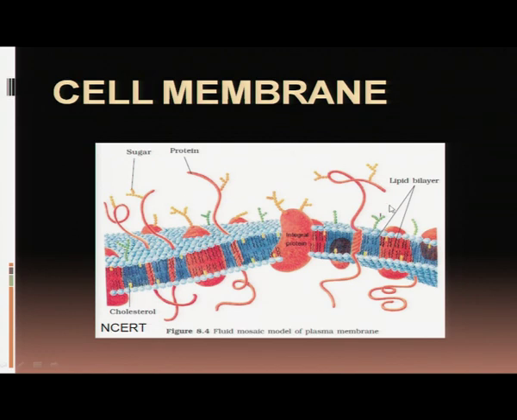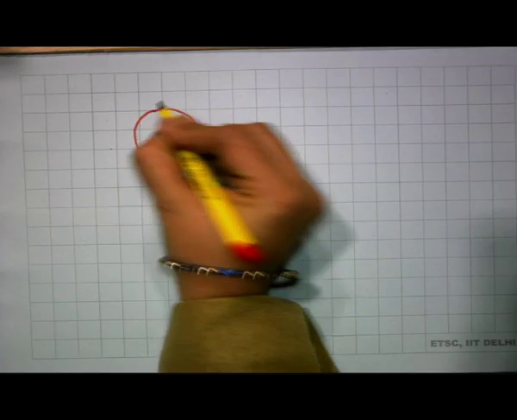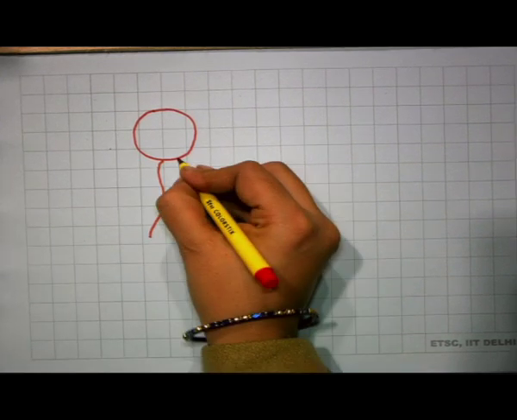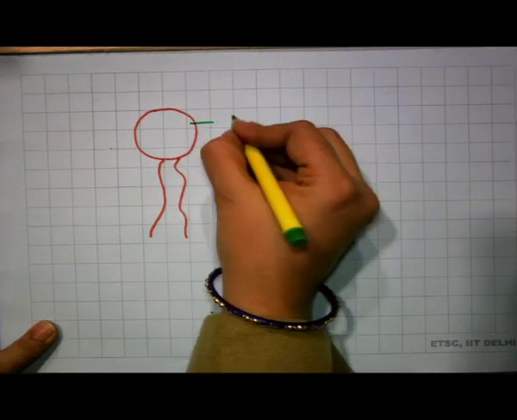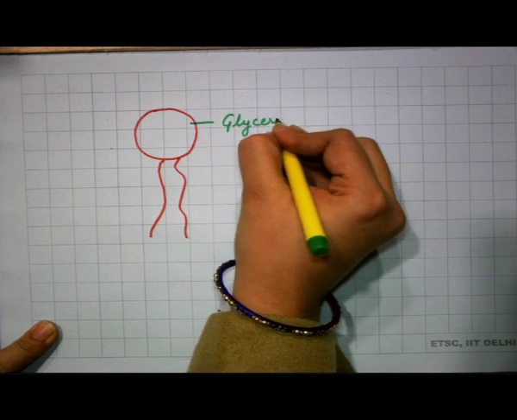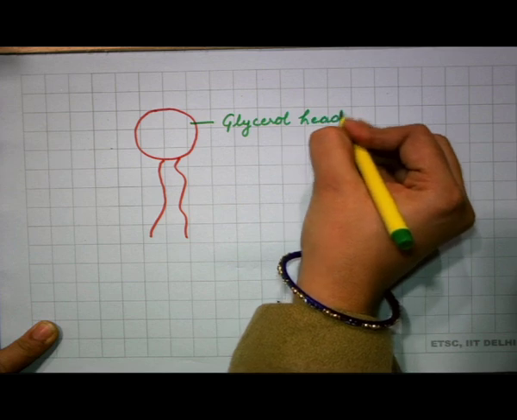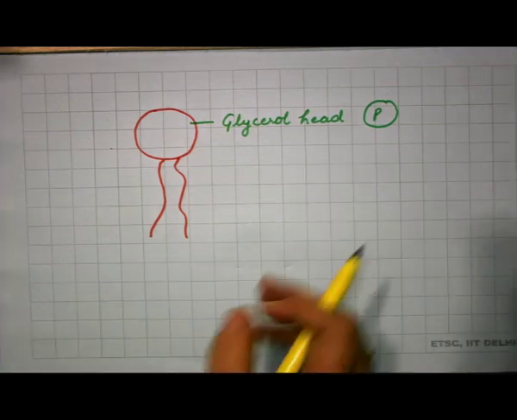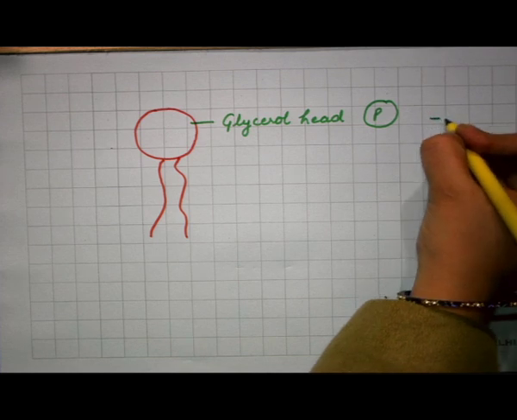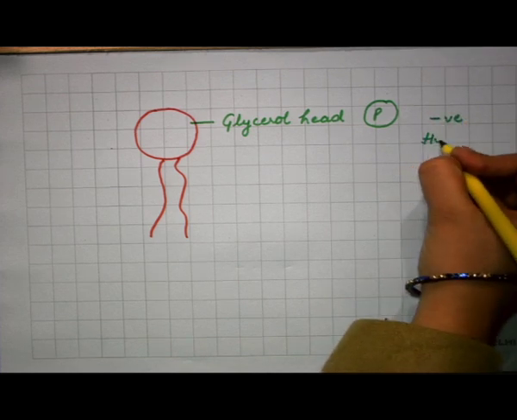Before studying the transport in detail, let us have a very brief discussion on the structure of the cell membranes. Cell membranes are made up of bilipid layers. A cartoon of a lipid molecule is drawn somewhat like this. So, this is the glycerol head along with the phosphate group. This phosphate group present here makes it negatively charged and hydrophilic.